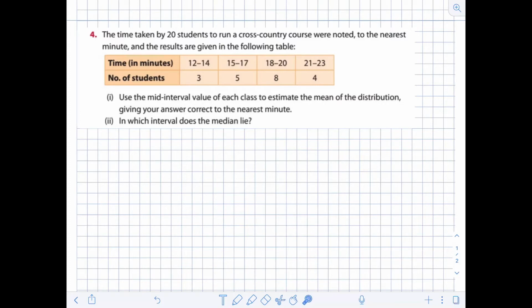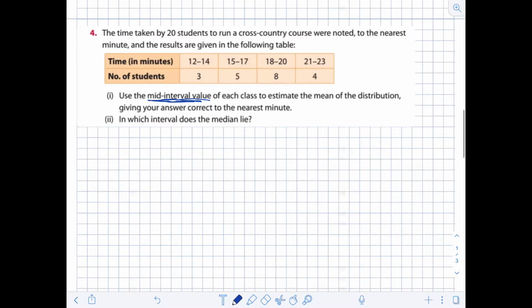Okay, so use the mid-interval value of each class to estimate the mean of the distribution, giving your answer correct to the nearest minute. Okay, so the mid-interval value of 12 and 14 is 13. So 3 guys effectively scored 13 minutes. 5 guys effectively scored 16 minutes. 8 guys effectively scored 19 minutes. And 4 guys effectively scored 22 minutes, right?